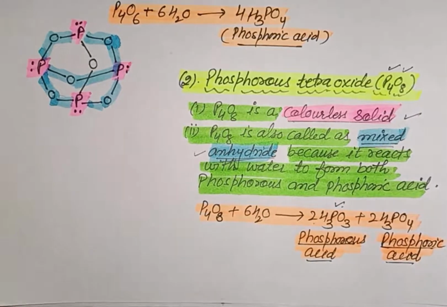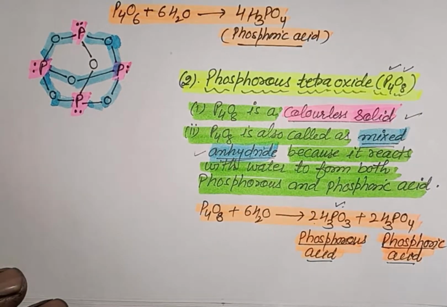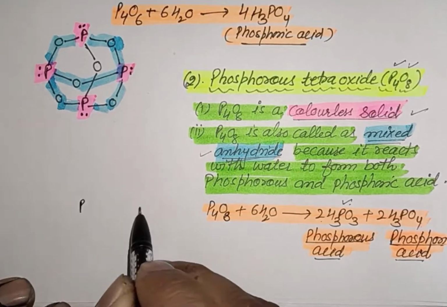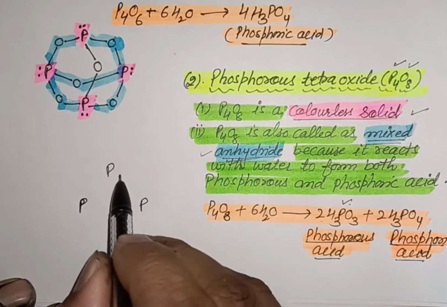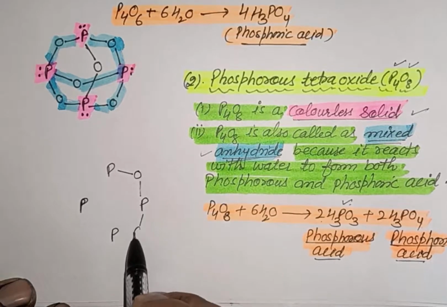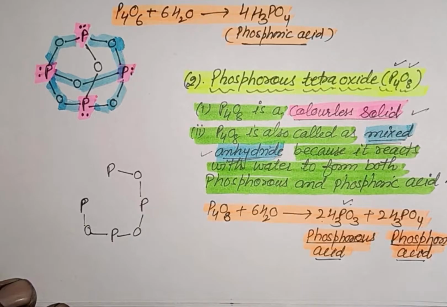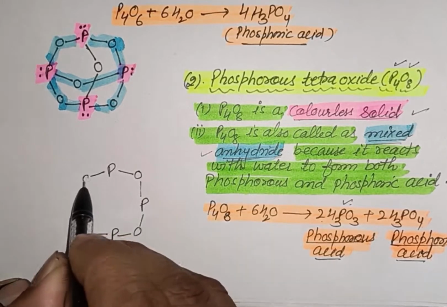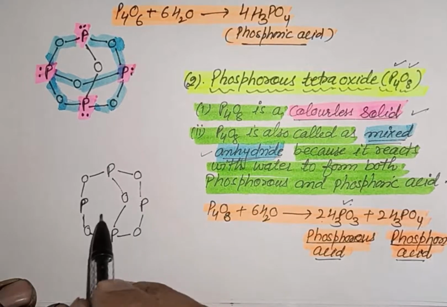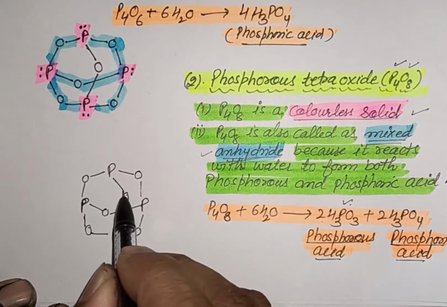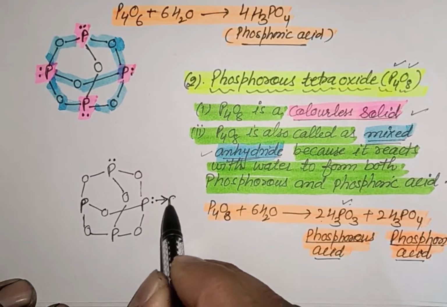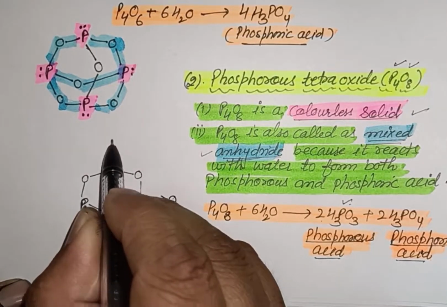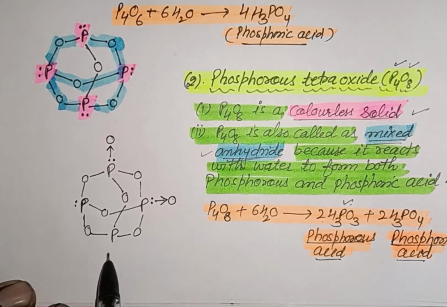If we talk about the structure of phosphorus tetroxide, in a similar way we have 4 phosphorus atoms at the corners of a tetrahedron, and the phosphorus atoms are joined together by phosphorus-oxygen-phosphorus bridges. In the similar way as in the case of P4O6, out of the 4, 2 phosphorus atoms form a coordinate bond with oxygen, and 2 phosphorus atoms have their lone pair of electrons.